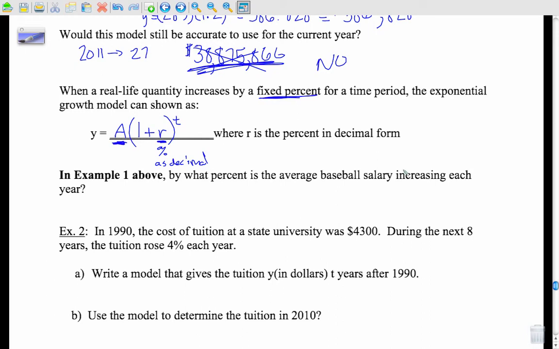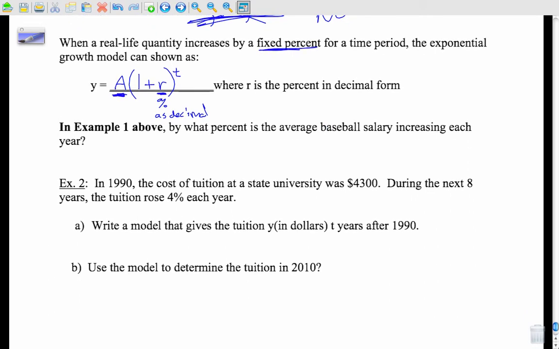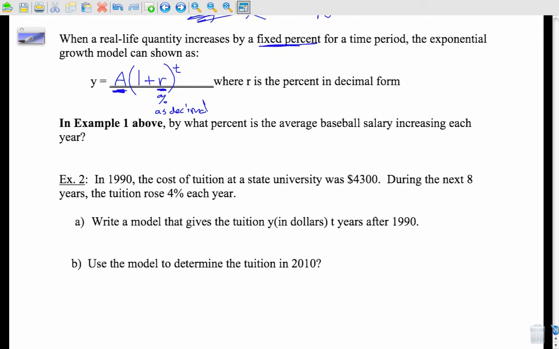Where does this come in handy? If you remember in class, or if you were gone for class, we talked a lot about savings accounts, stocks and bonds, mutual funds. People use this kind of information all the time when trying to figure out how much money you're going to have in the long run.